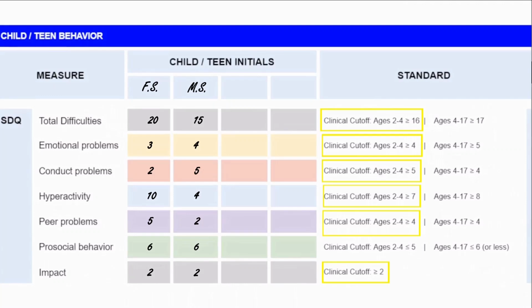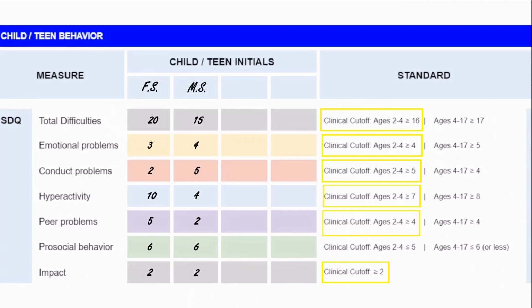The total difficulties cutoff is 16. Faith is at that cutoff. Emotional problems, Mark is at that cutoff. Conduct problems, Mark is at that cutoff, which is, again, equal to or greater than 5. Hyperactivity, Faith is at a clinical level, maxing out at a 10, which means we may want to have further testing for the potential presence of ADHD. Peer problems, we see Faith is having some peer problems. And then the impact upon the home is at a clinical cutoff where it is clinically significantly impacting this family through the course of care.